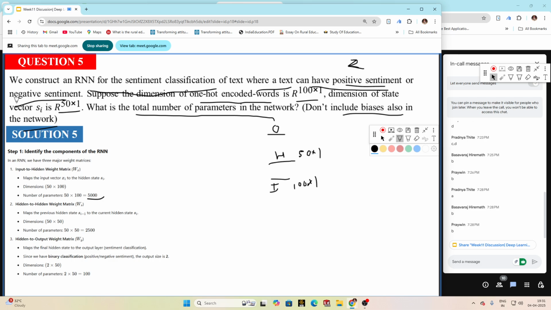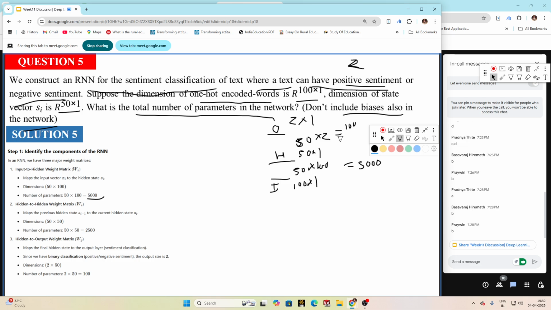One is the positive sentiment and the other is the negative sentiment, so it is 2 cross 1. How many parameters here? Between input and hidden it is 100 cross 50, that is 5000 parameters. Here you have 50 cross 2, that is 100 parameters. So between input and hidden state we have 5000 parameters, and between hidden state and output we have 100 parameters, that is 5100.